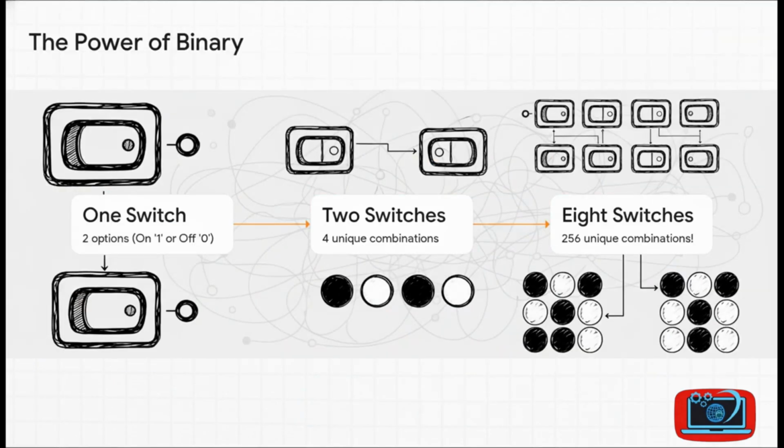The easiest way to think about this is with light switches. Imagine one switch. It can be on or off, right? Two options. Now add a second switch. Suddenly, you've got 4 possible combinations. Both off, the first one on, the second one on, or both on. Well, by the time you get to just 8 switches, you can create 256 unique different combinations. That's the incredible power of thinking in twos.